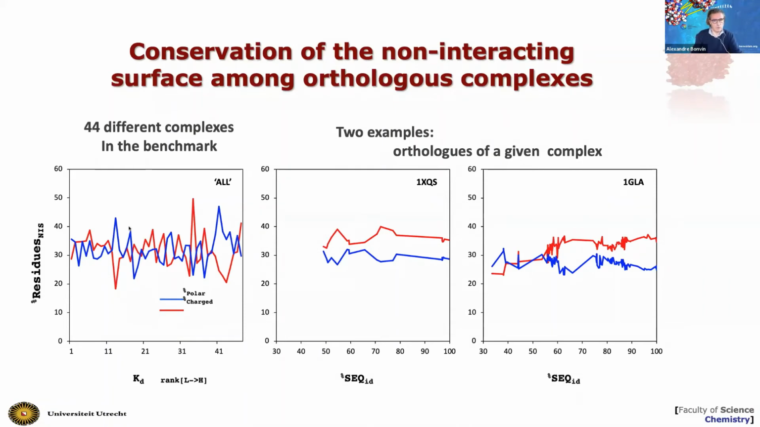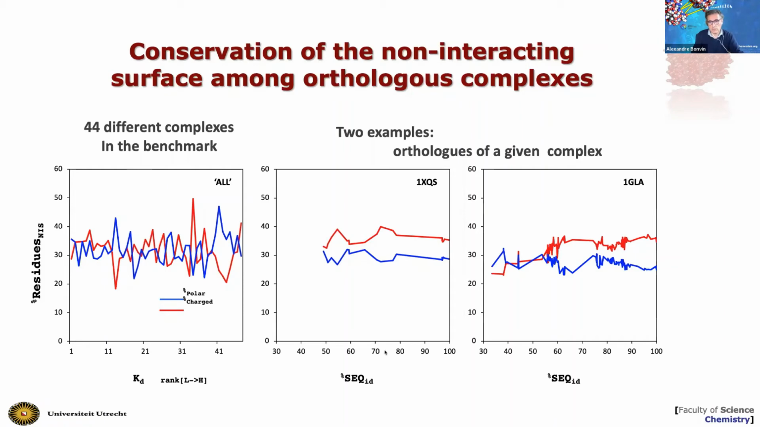If you plot for these complexes, ranked based on the binding affinity on the x-axis, the percentage of charged and polar residues, you see that there is a lot of variation. These are the 44 non-redundant complexes. Now, if you take one complex and start generating homology models going back in evolution, shown here for two of those, one XQS and one GLA, you see that the properties are still fluctuating, but not that much. So it seems that the general properties of the surface are conserved through evolution.